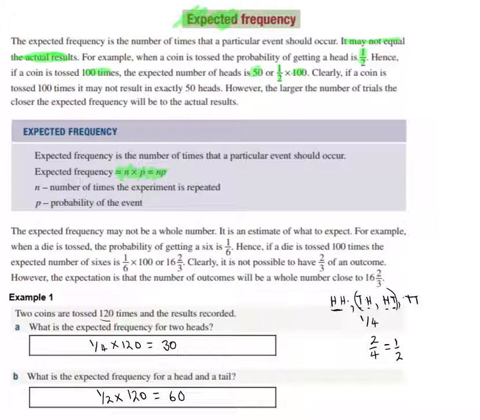Pretty much every single question in this worksheet is just like that. Getting the probability, timesing it by how many times we're attempting the experiment.